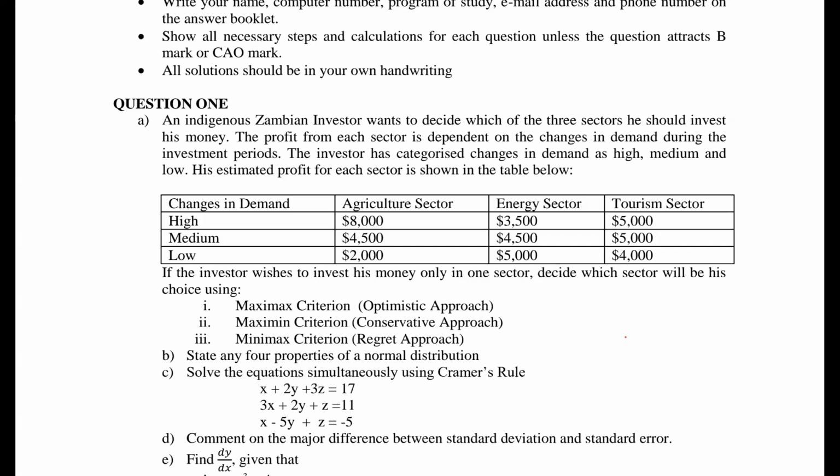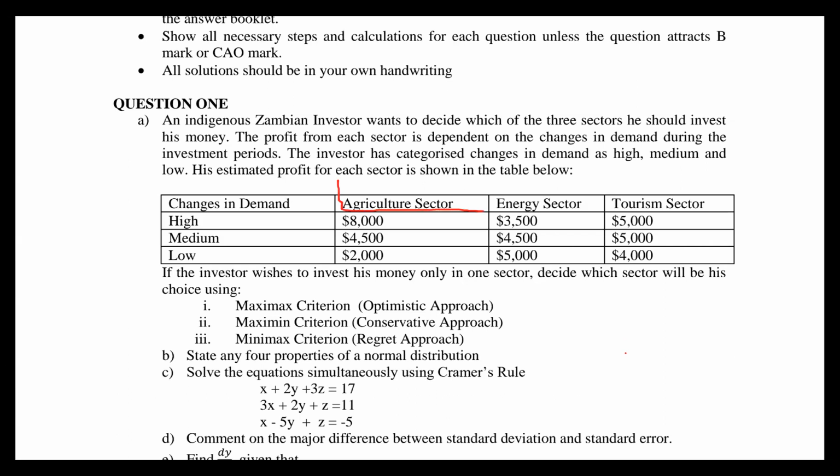Yeah, so we are given this scenario of this particular investor, who is thinking of investing in any of the 3 sectors: agriculture, energy, and the tourism sector. So he has got these 3 sectors here, and he has also the scenarios.